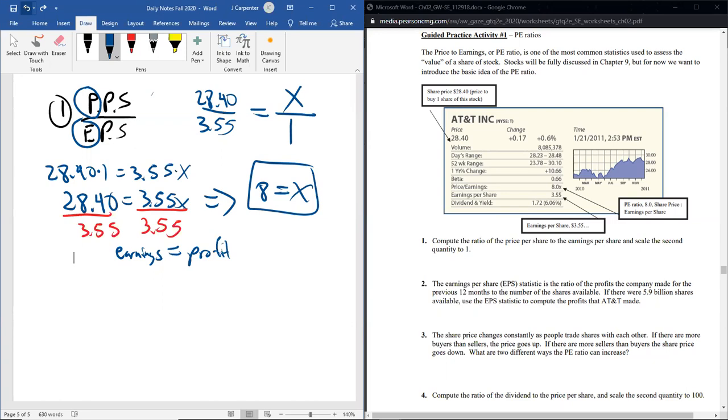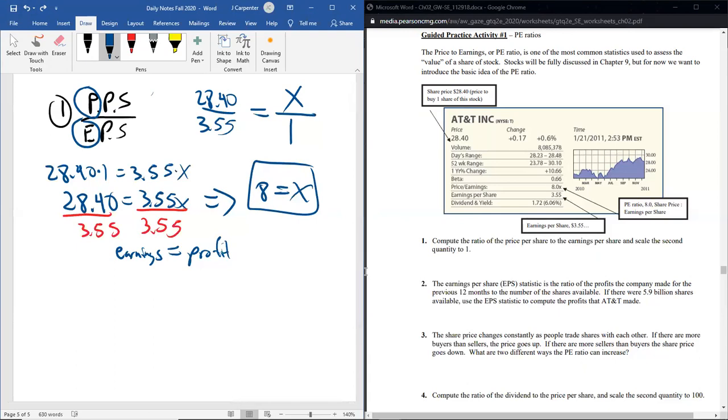So this company's profit is not in this chart or table anywhere. There's nothing that says the company's profit. But if we know how many shares of the company are available, and we know the earnings per share, we are able to calculate this.